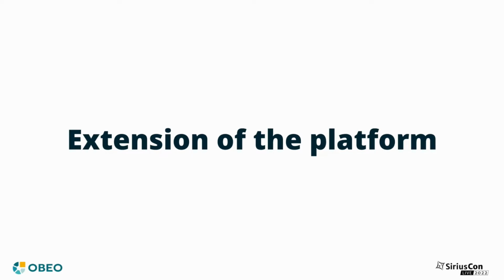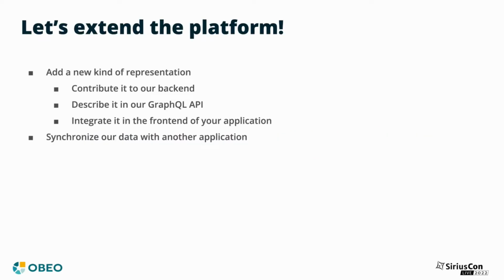Now let's see how we can add new features to Sirius Web. For this presentation, I've decided to add a new kind of representation which will communicate with a remote service. For that, I want to contribute it to our backend, describe it in our GraphQL API, and then integrate it in the front end of our application. After that, we will see how we can synchronize our data with a remote service.